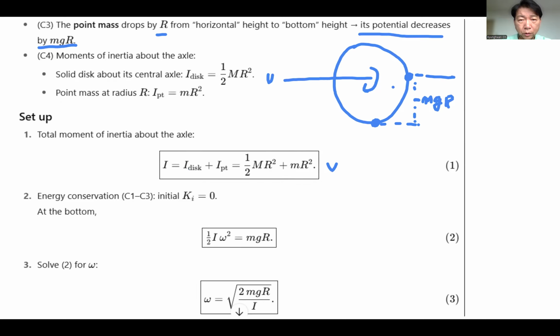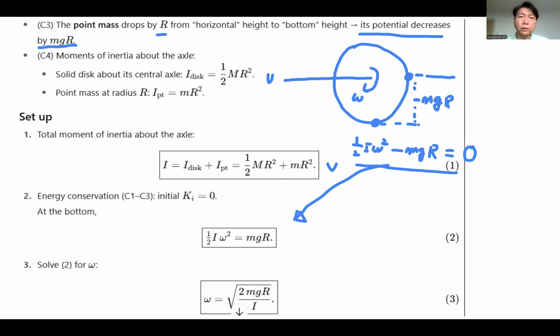But in the final state, we have a rotational energy given by 1/2 I omega square, and then there is a potential energy difference. But initially we set it at 0, okay? No rotation, so its kinetic energy is 0. And if we say it is 0, then it is changed to minus mgR. And then we have this energy conservation, and from this, you get this one, okay?